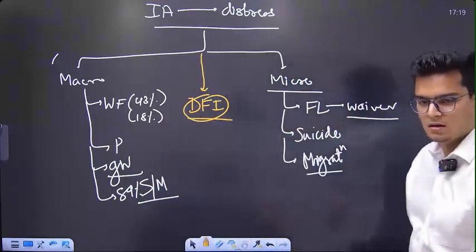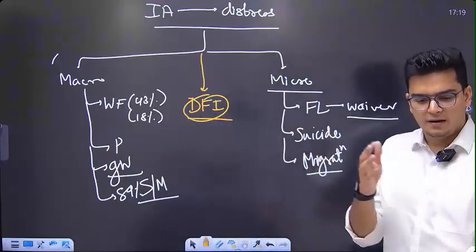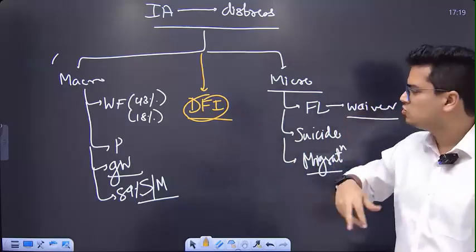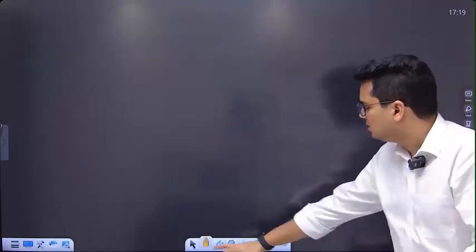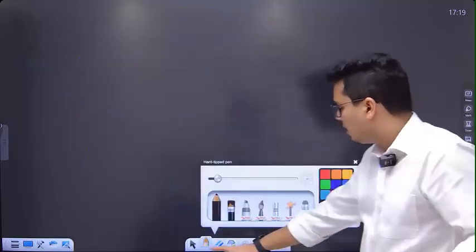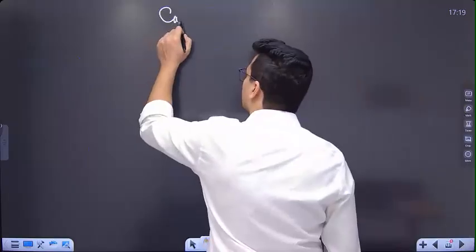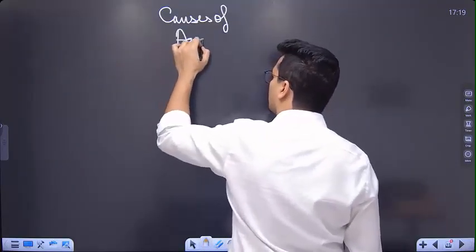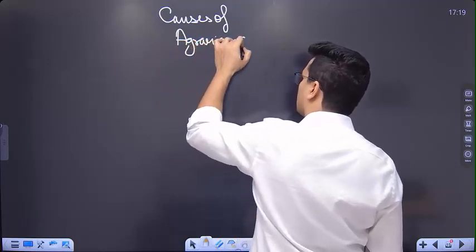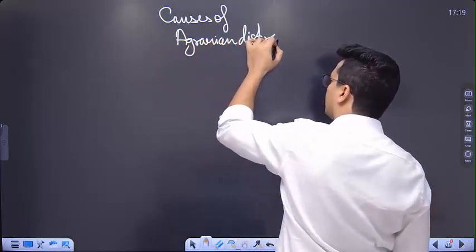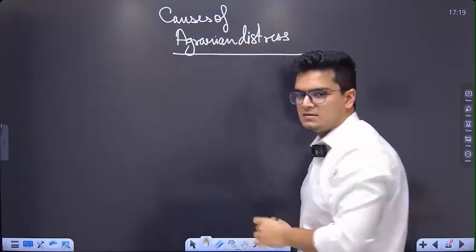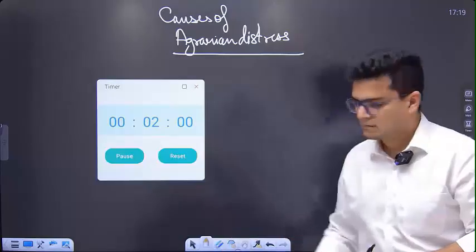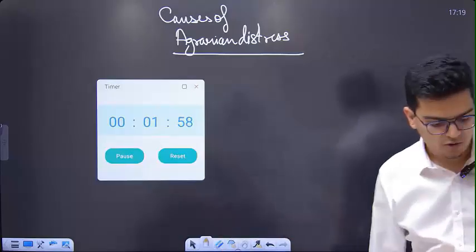Okay. Now, if you have read properly, this is not going to be a problem for you. So you will teach me. Now you tell me, what are the causes of agrarian distress in India? Causes of agrarian distress, you have 2 minutes. Now let's see how well you have read agriculture.